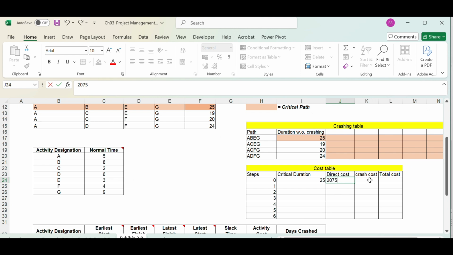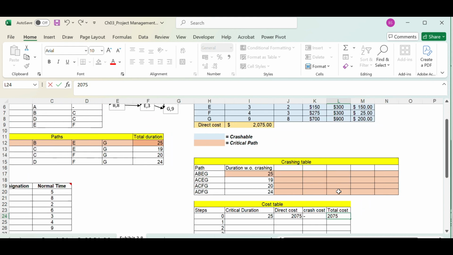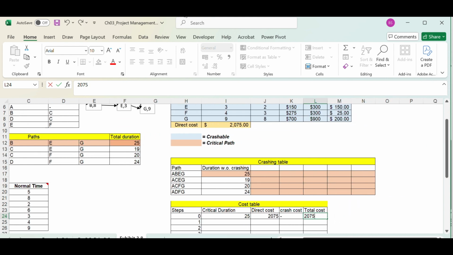2075. There is no crash cost, and the total cost is 2075. Okay. Now looking at the time, without crashing, the duration is 25 for the critical path, and these are all the other non-critical paths. And these are the time periods for each path.